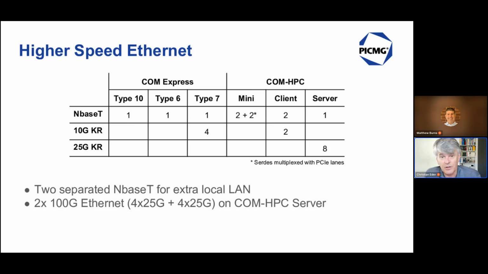Looking at COM-HPC, on the Mini, we can have up to 4, again with some multiplexing. On the client, 2 NBASE-T and 2 25 gigabits. That's wrong on this table. Sorry. Reviewing slides didn't work that well. And on the server, we do have up to 8 25 gigabit lanes, which means you can implement 2 times 100 gigabit. So you can bundle those lanes into any kind of different standard, into fiber, into copper. There are a lot of possibilities for how to do this.